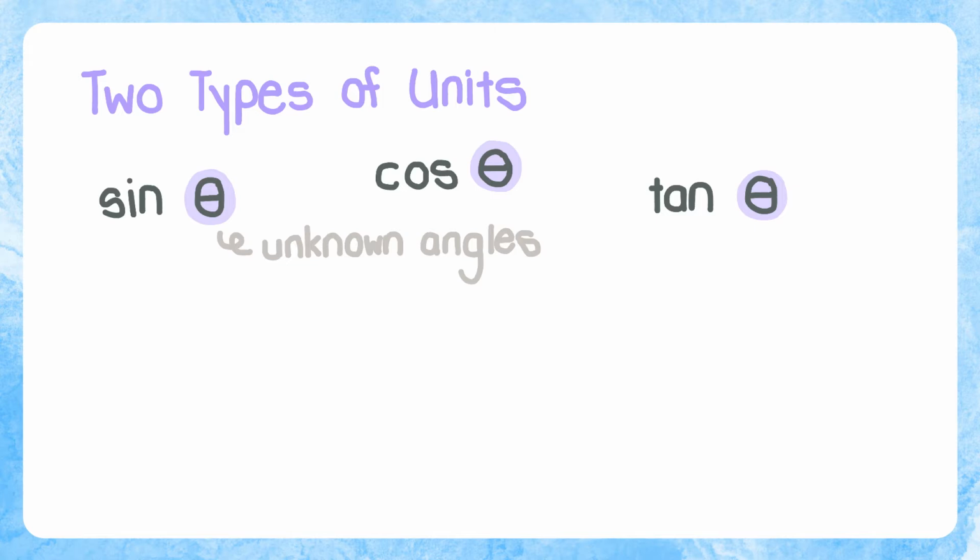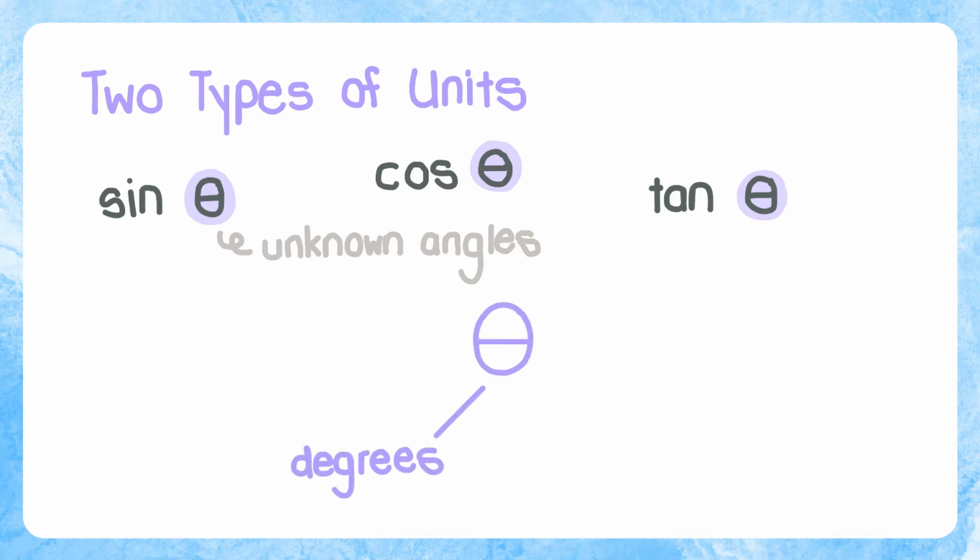So thinking outside of trig ratios, for example, if you're talking about height, you can describe it in inches, you could describe it in feet, centimeters, meters, and if you're talking about weight, you can talk about it in pounds or kilograms. So there are two different types of units for angles as well.